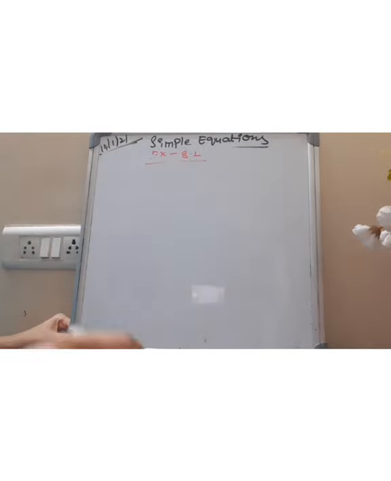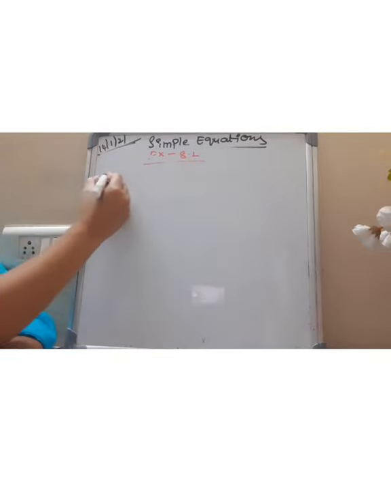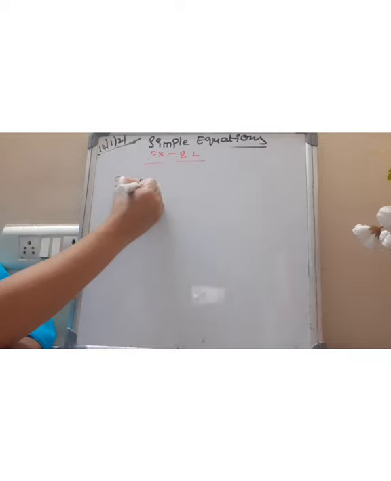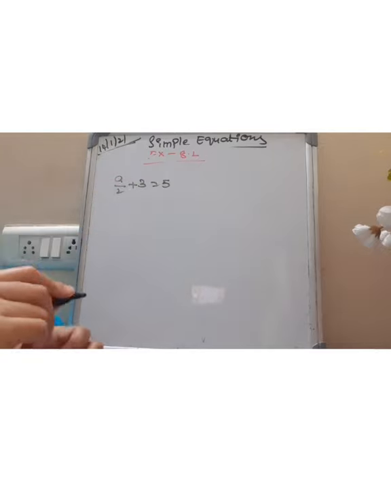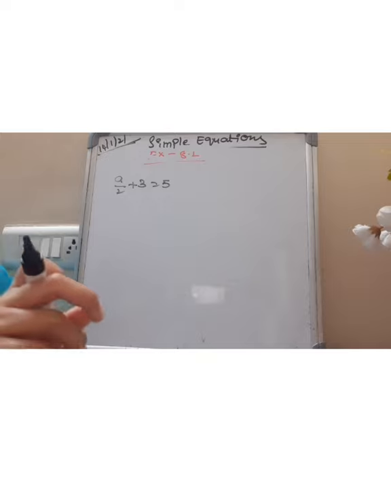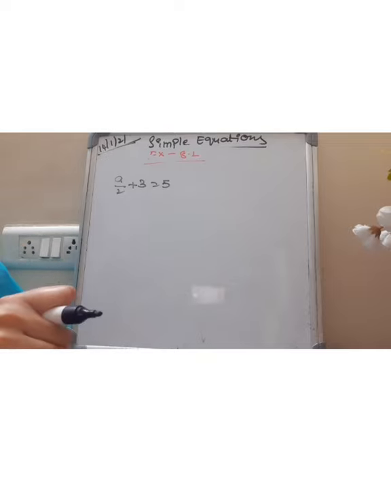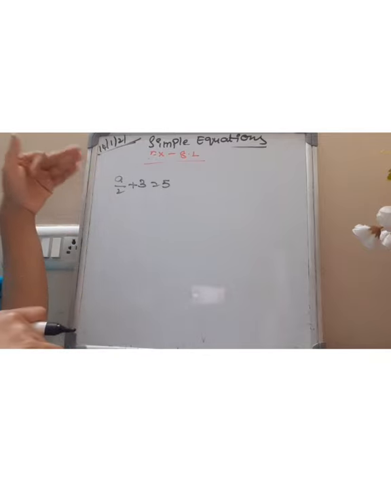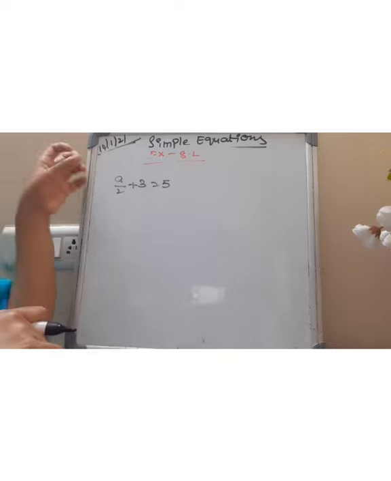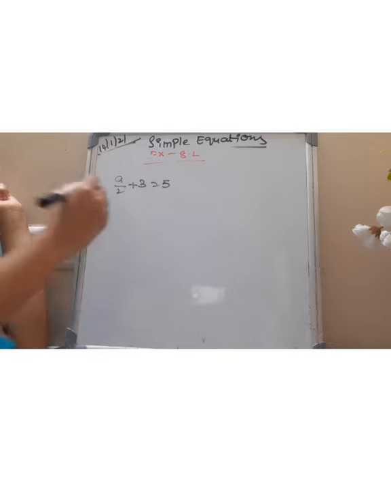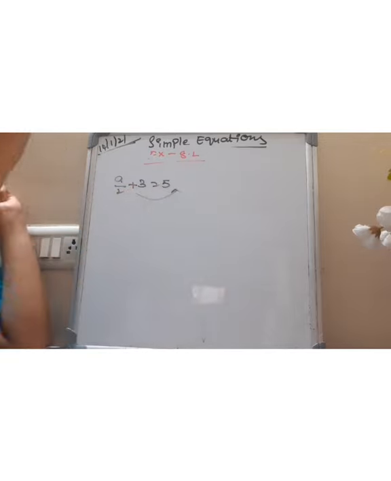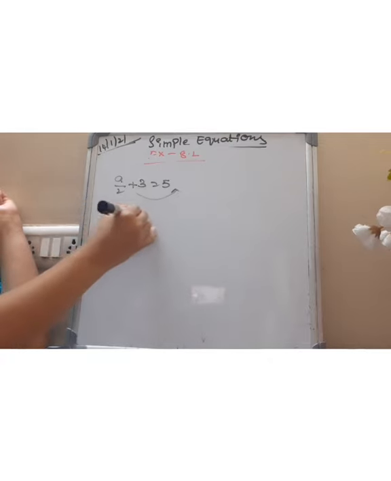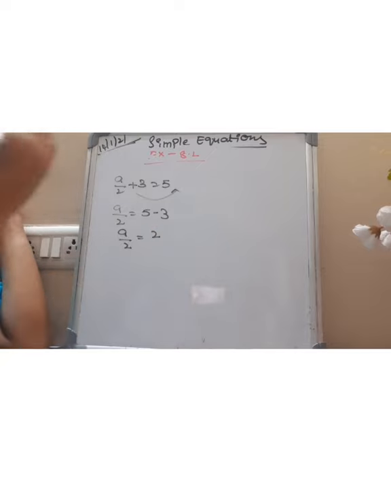The next question in this category, a by 2 plus 3 is equal to 5. Doubt? Yes. So what shall we do here? First step is we will send positive 3 to the other side. Why should we send positive 3 to the other side? Because we have to find the value of a. Step by step we will start eliminating the numbers along with the a here. So a by 2 is equal to 5 minus 3, which is 2.